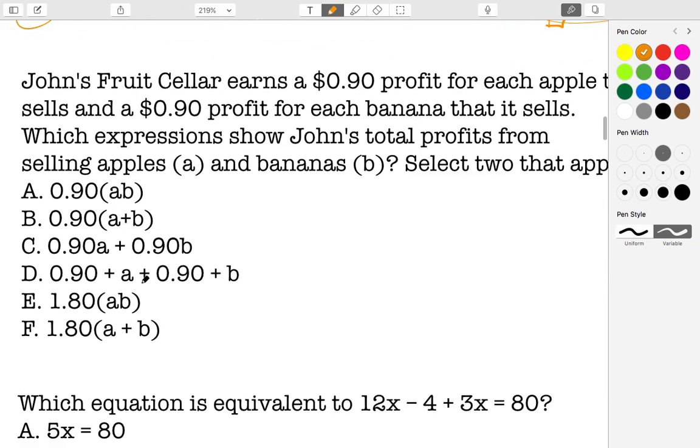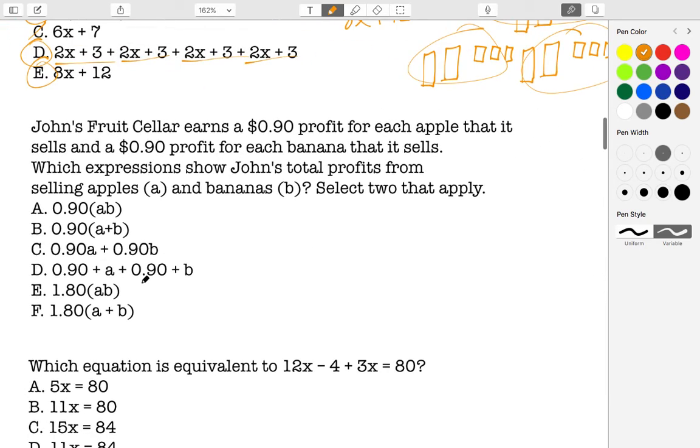Okay, on to the next one. John's fruit seller earns a 90-cent profit for each apple that it sells and a 90-cent profit for each banana that it sells. Which expression shows John's total profit from selling apples and bananas? Select 2 that apply.